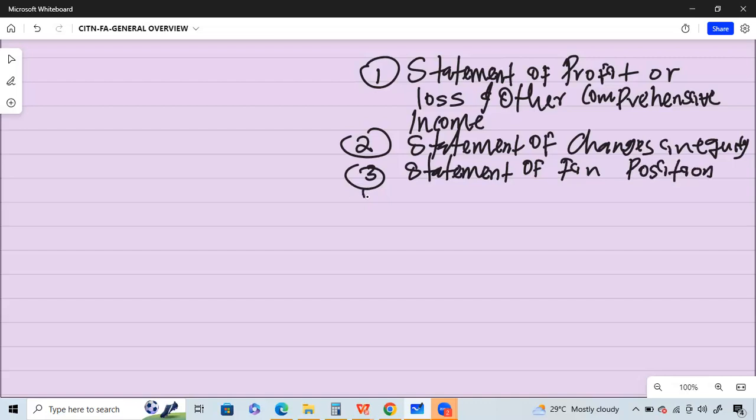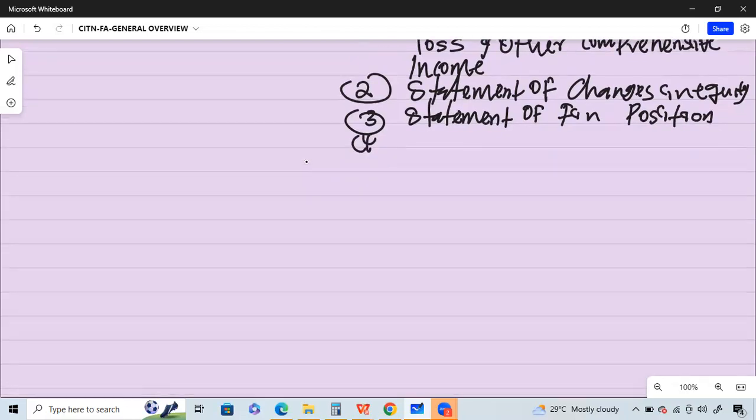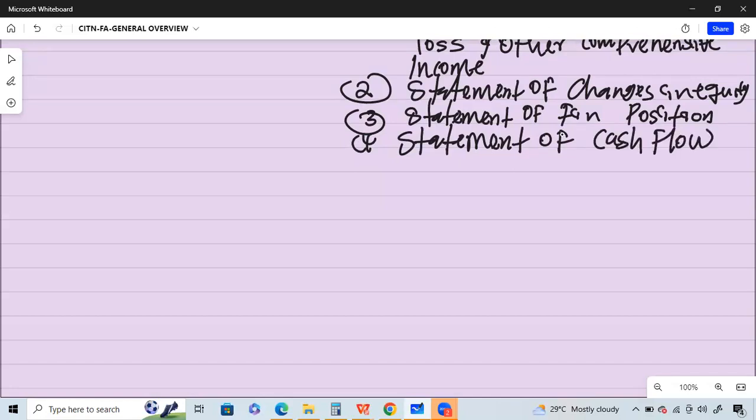We also have another one called the statement of cash flow. Statement of cash flow.